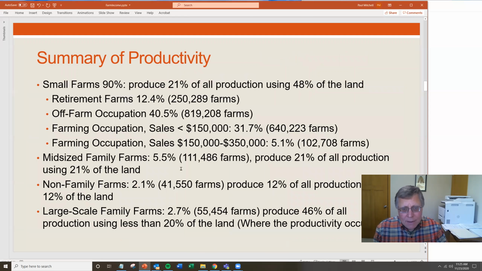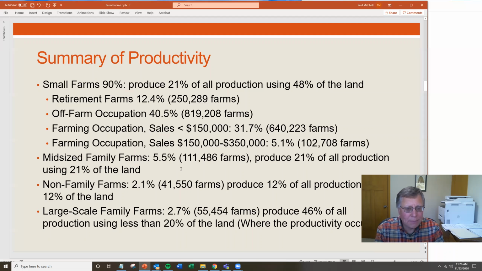So these are the same numbers here, but all just the numerical versions of them all. And I'd like to emphasize a couple things here is these large-scale family farms. In the U.S., there's only a little over 55,000 of those farms, 2.7% of the farms. They produce almost half of the output on less than 20% of the land. That is where the productivity is.